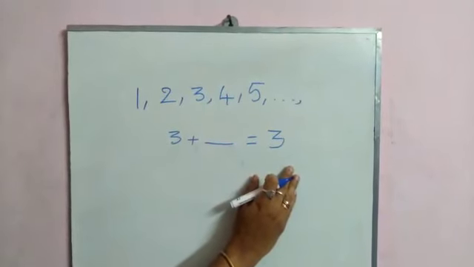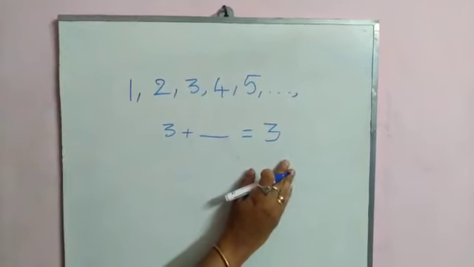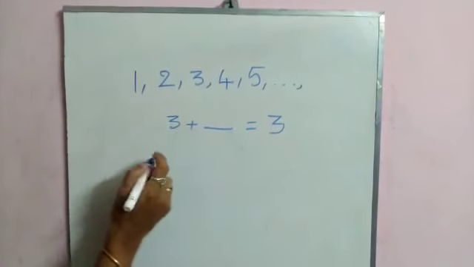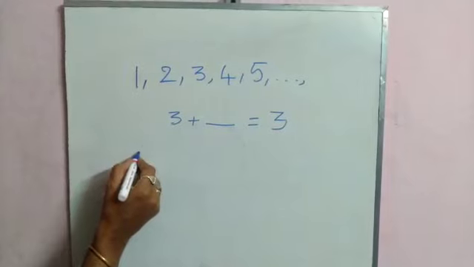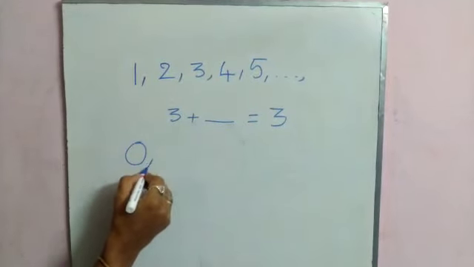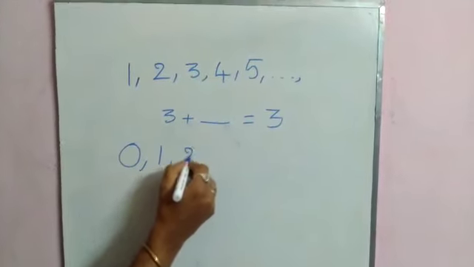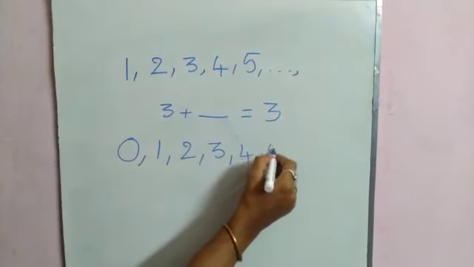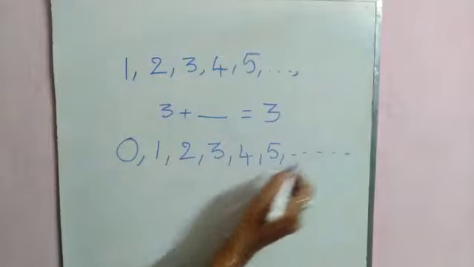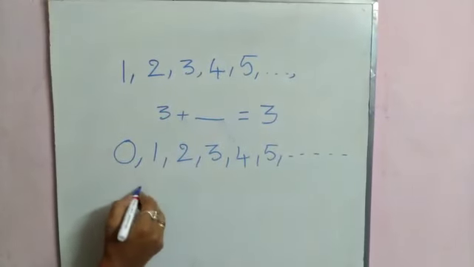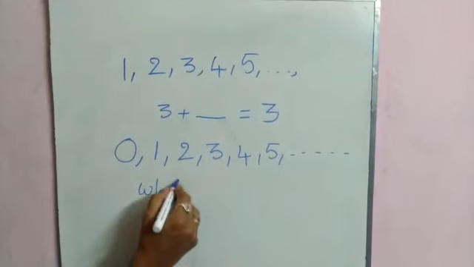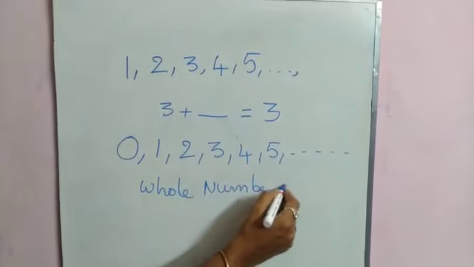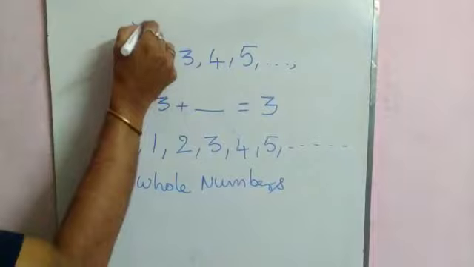Therefore, there is a need for some more numbers. What are those numbers? They include 0. When you combine 0 with the counting numbers, we get numbers that are called whole numbers. That means these are whole numbers, and these are natural numbers.